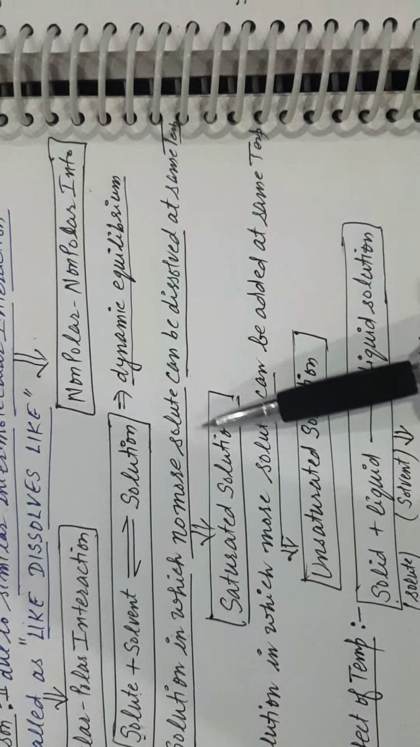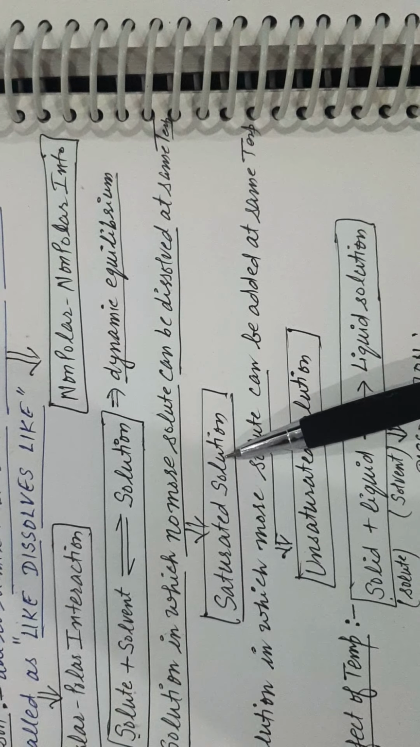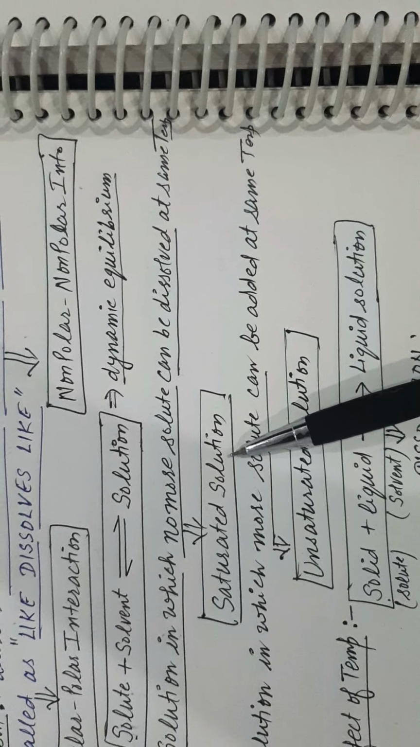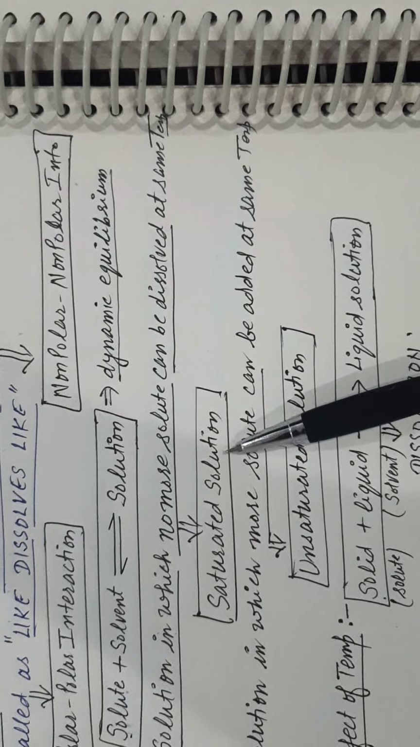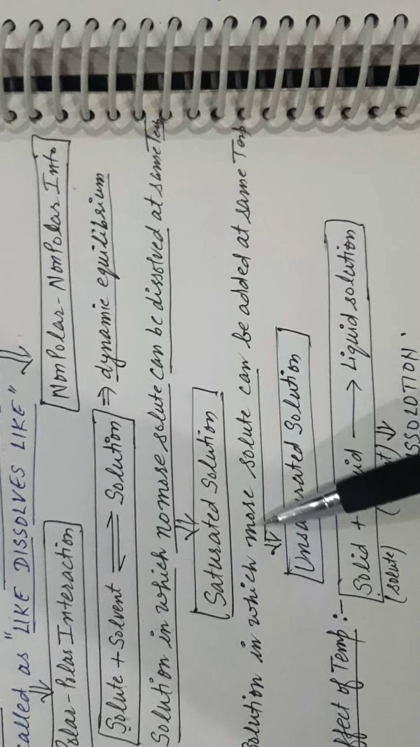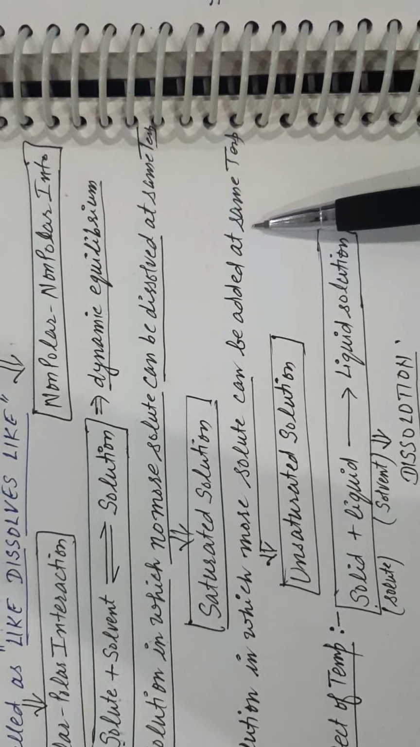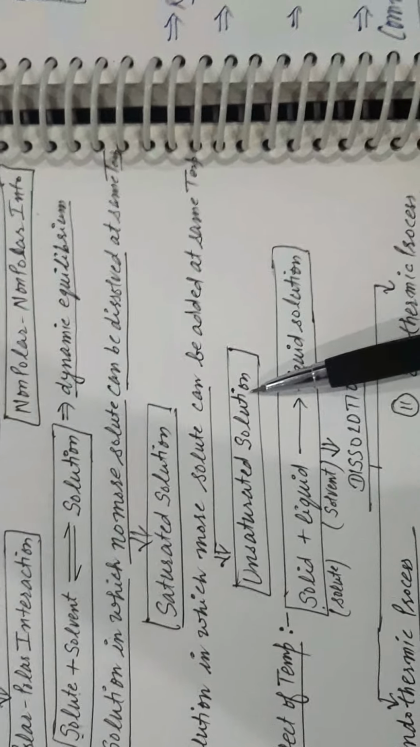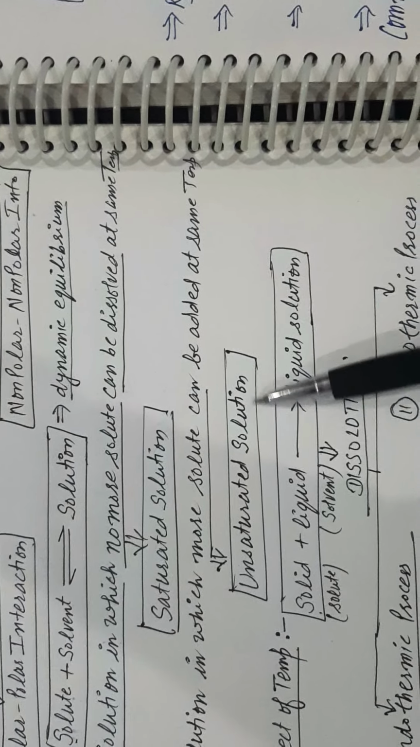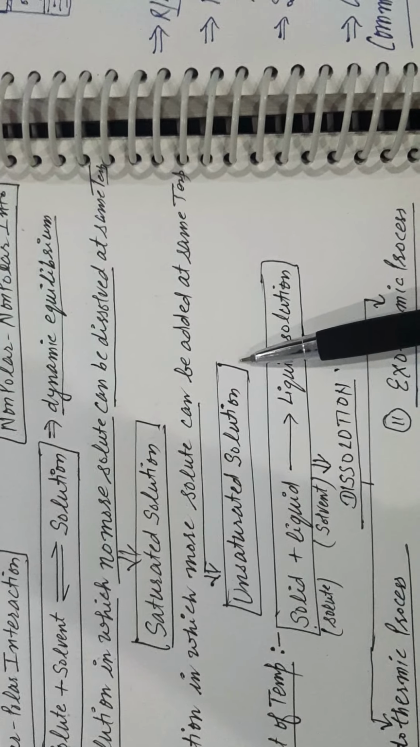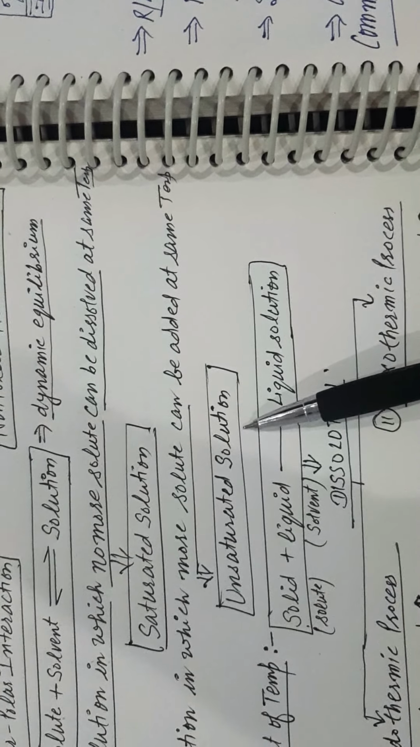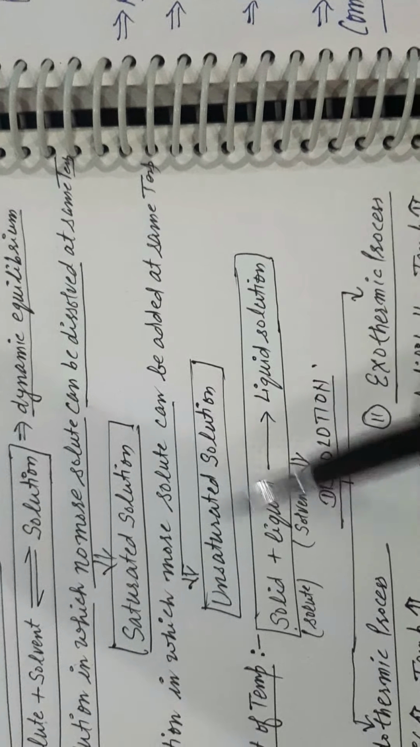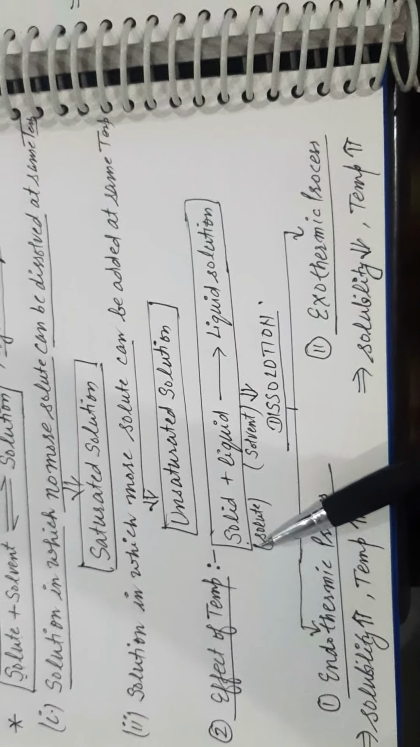And remember students, all these solubility processes are temperature dependent. So temperature plays an important role in the solubility of different types of solute. Second case, a solution in which more solute can be added at a particular temperature is known as an unsaturated solution. That means a solution in which you can add further solute is known as an unsaturated solution. So saturated and unsaturated solutions can be differentiated on the basis of the amount of solute. Second important factor is the effect of temperature.